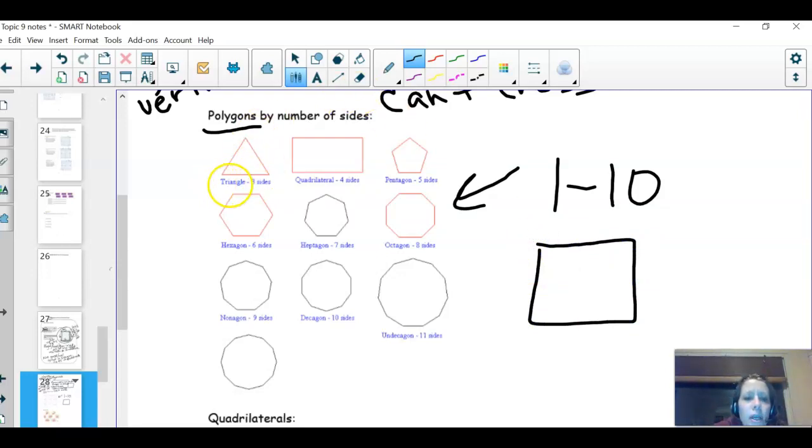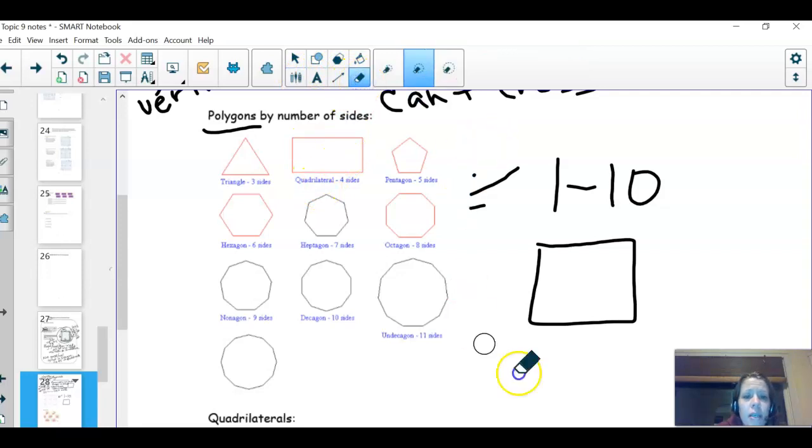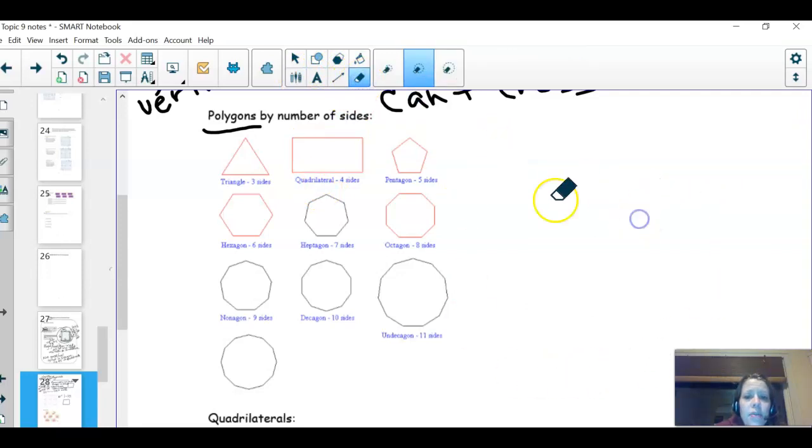Okay, so if we have 3 sides, it's a triangle. If it has 4 sides, it's a quadrilateral. 5 sides, it's a pentagon. 6 sides, it's a hexagon. 7, heptagon. 8, octagon. 9, nonagon. 10, decagon. That's what we're going to mainly focus on.